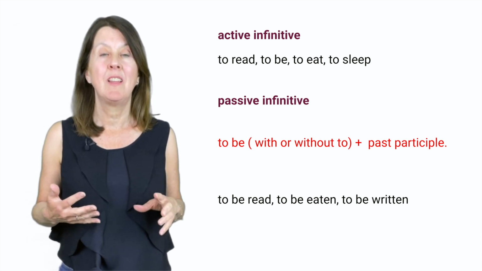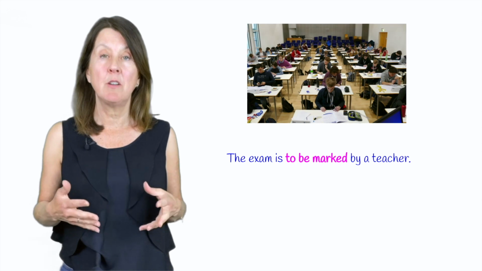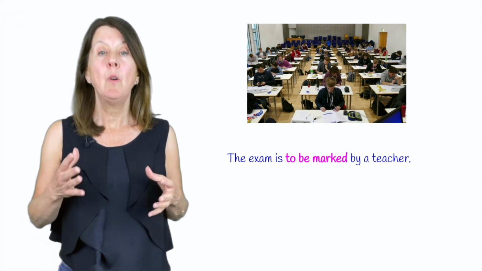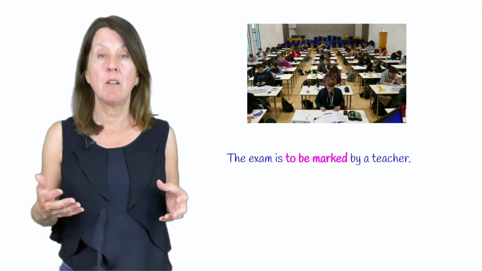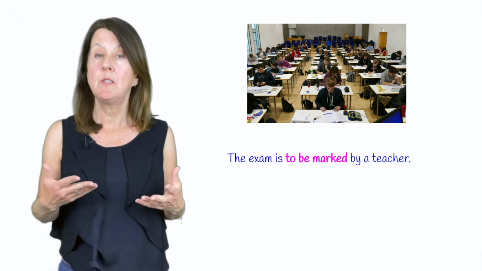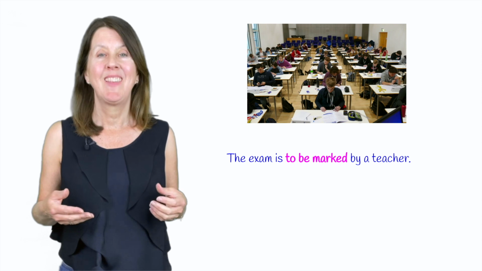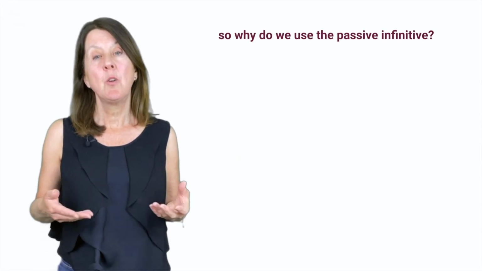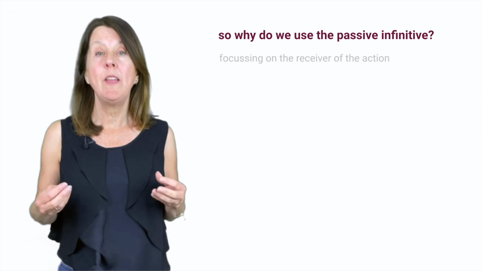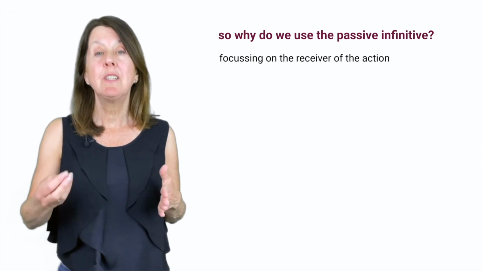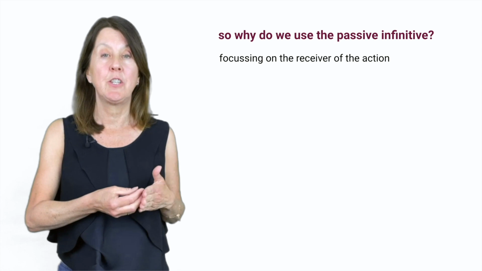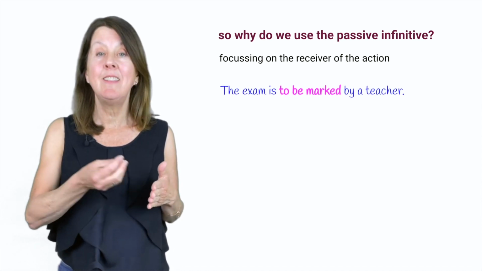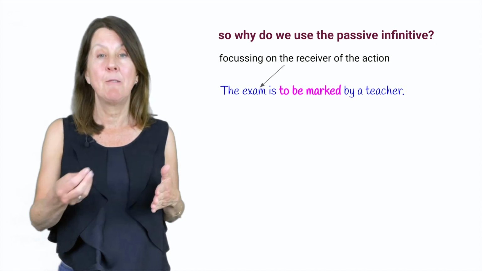For example, the exam is to be marked by a teacher. Here we have to be with the past participle of mark, which is a regular verb, so simply marked. So why do we use the passive infinitive? As with all passives, we are focusing on the receiver of the action. Here, the exam is the thing receiving the action, the marking.